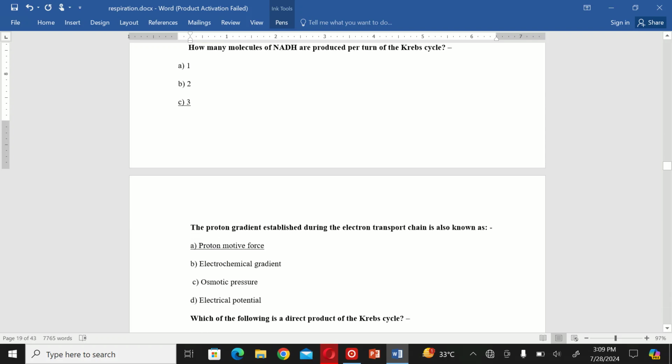The next MCQ is how many molecules of NADH are produced per turn of the Krebs cycle? A. 1. B. 2. C. 3. So the correct option is C.